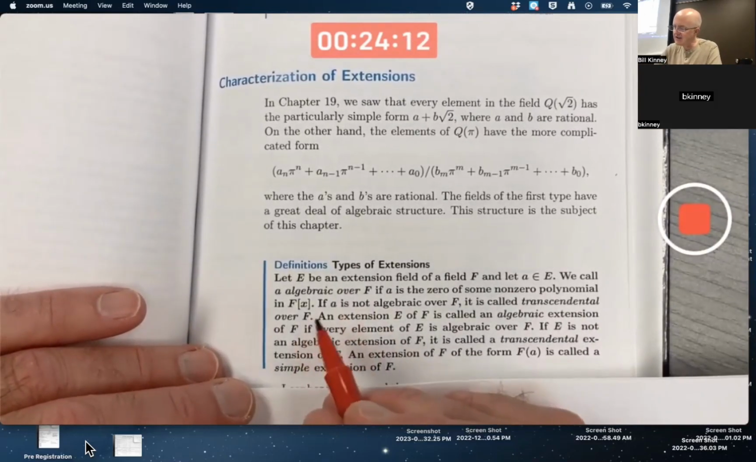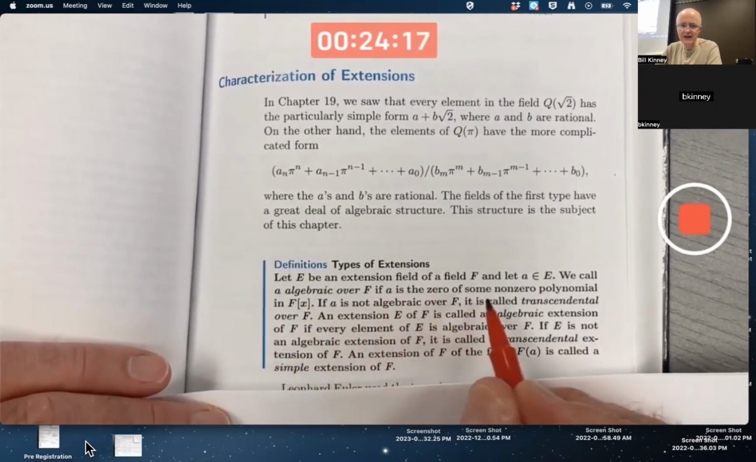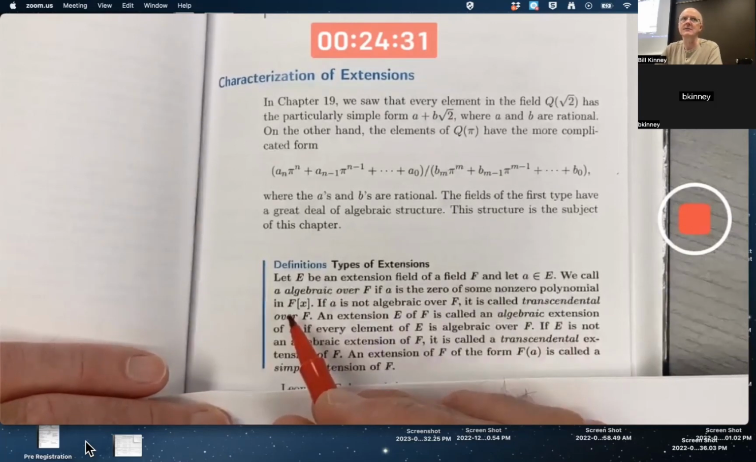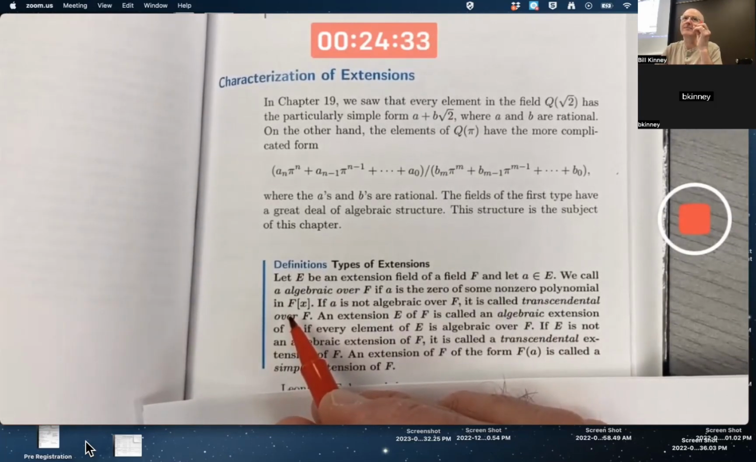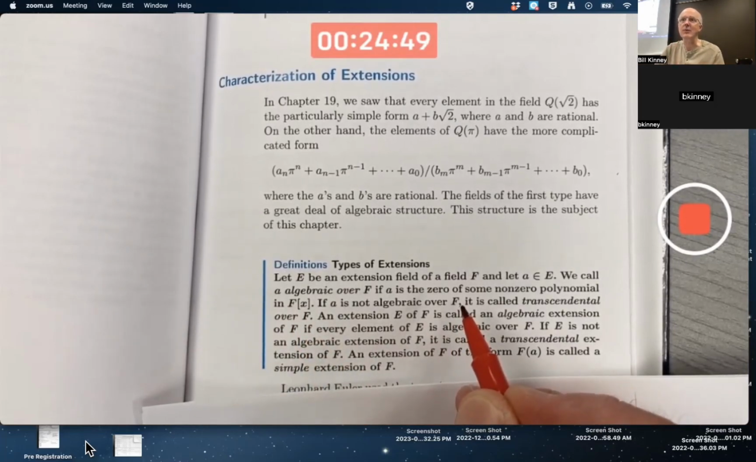We call A algebraic over F if A is the zero or root of some non-zero polynomial in this polynomial ring, polynomial ring with coefficients in the smaller field F. When F is Q, the rationals, we're a bit more specialized and we say A is an algebraic number. When you just say algebraic number without qualifiers, like what the base field is, you are talking about it being algebraic over the rationals. The base field would be the rationals in that case.